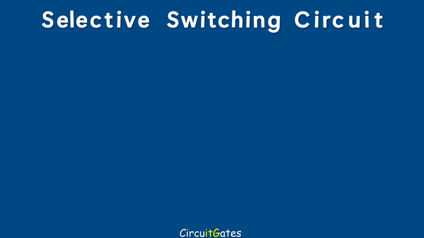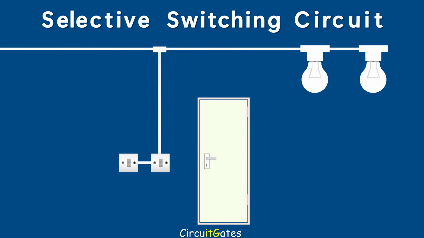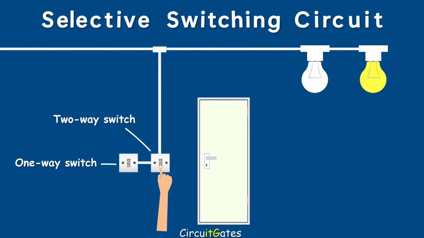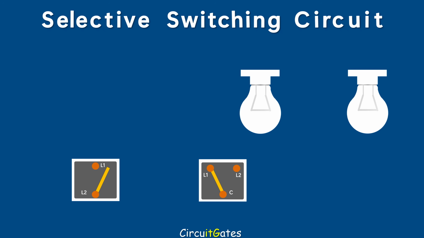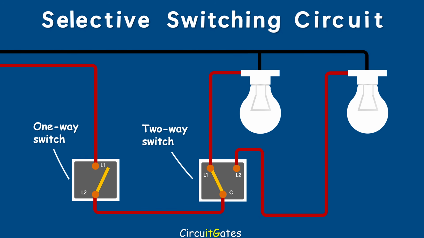We have another light switching circuit called the selective switching circuit, which is used to provide two levels of lighting in certain circumstances. A selective switching circuit consists of a one-way switch and a two-way switch. To wire it, the live wire from the supply is connected to the one-way switch. From the one-way switch, the live conductor goes to the common terminal of the two-way switch. One lamp is connected to the terminal L1 of the two-way switch, and the other lamp is connected to the terminal L2 of the two-way switch. The neutral wires from the supply are directly connected to the two lamps.